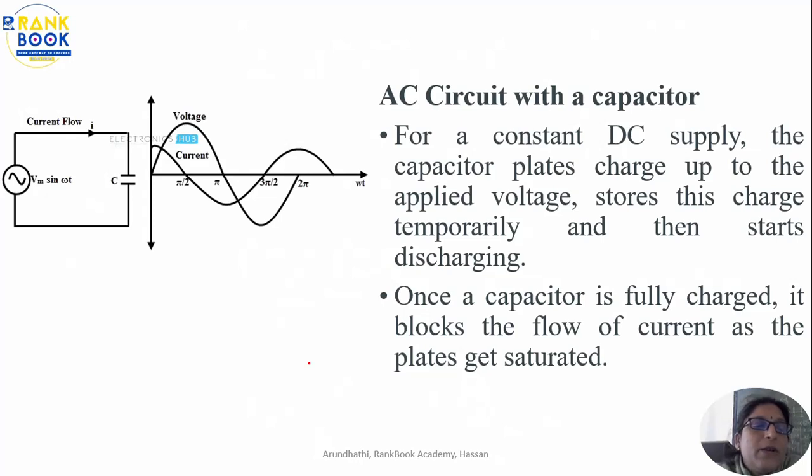And this circuit represents an AC signal along with the capacitor. So here, with a constant DC supply, the capacitor plates charge up to the applied voltage and store charge temporarily, and then it starts discharging. Once a capacitor is fully charged, it blocks the flow of current as the plates get saturated.